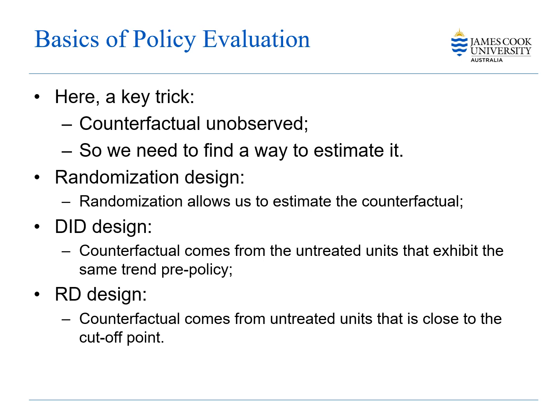The key difficulty is that the counterfactual is always unobserved. To solve this problem, we want to find a way to estimate the counterfactual. That's the key trick. We have different designs. Randomization and experiments allow us to estimate the counterfactual: randomization is a source of identification. Through randomization, the treatment status is independent of potential outcomes, by design.